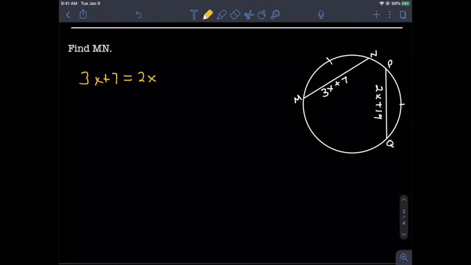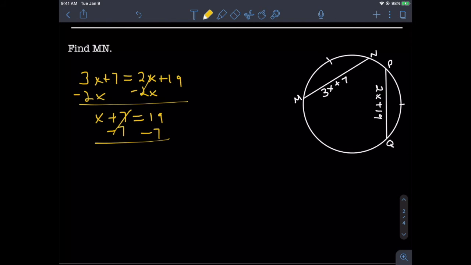This gives us 3x plus 7 equals 2x plus 19. And then we go on autopilot. Subtract the 2x from both sides. You're trying to take the small variable over to the big variable. This gives us 1x, or x, plus 7 is equal to 19. You minus 7 from both sides to get your final value for x, which is, of course, x equals 12.